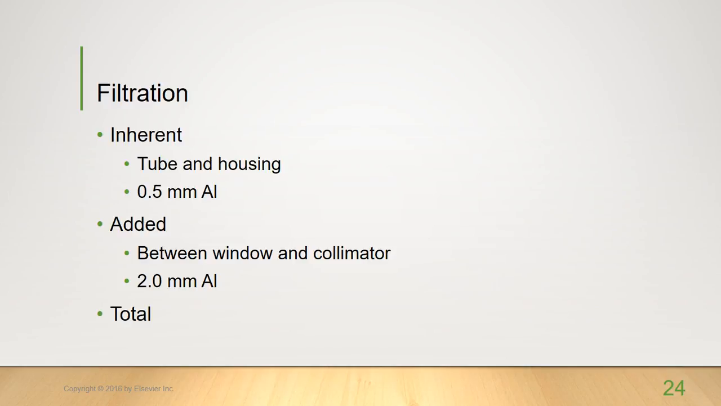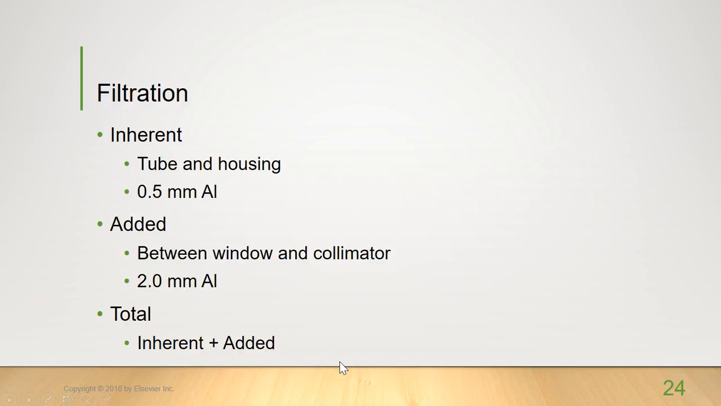So in general, all radiography tubes and tube head assemblies have a total of 2.5 millimeters of aluminum. And that is 0.5 that's inherent right here, and then 2 millimeters that's added. And the total filtration is inherent plus added.